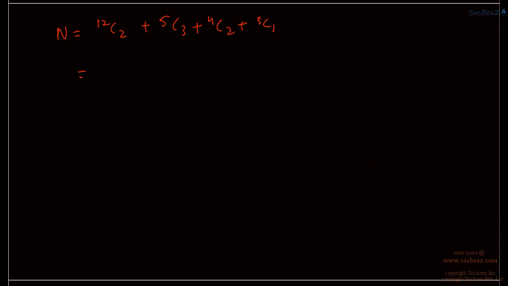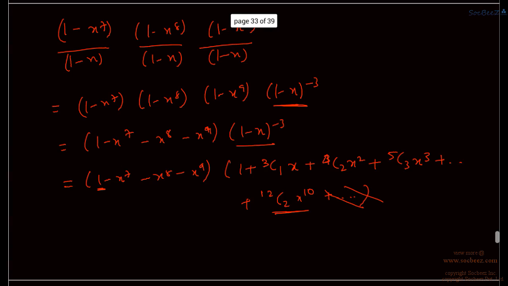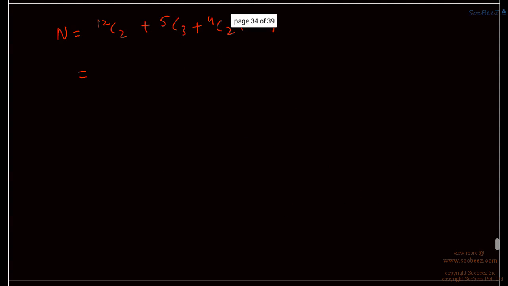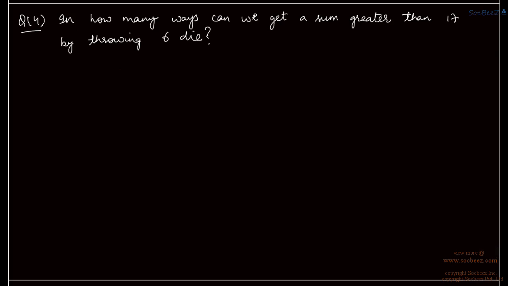Similarly, for x power 8, I have 4c2, and then I have 3c1. Right? Sorry. All of them are actually with a negative sign here, so I have to subtract all of these last three terms. Solving this will actually give me the different ways, and actually this is huge. This is actually 47, right?